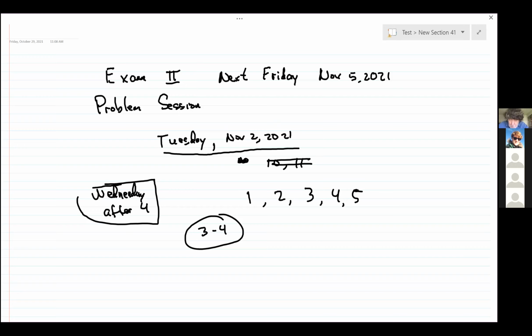Let me run with that suggestion and see how many people could do 2 to 4. I'll just unshare this so I can see you. How many people would be free 2 to 4 this coming Tuesday to do a problem session? I've got Raymond, Ricky says no, and Hugo says yes. I got 2 yeses, 1 no, and no comment from anyone else yet. Virginia says no. Okay, so I've got 2 up and 2 downs at this point.